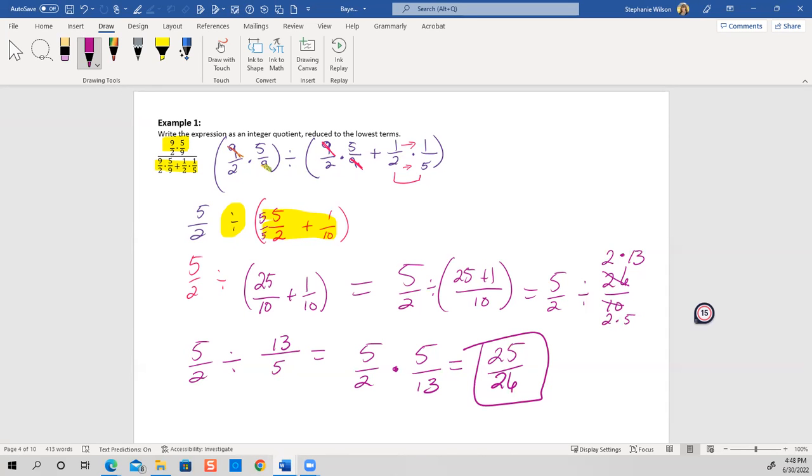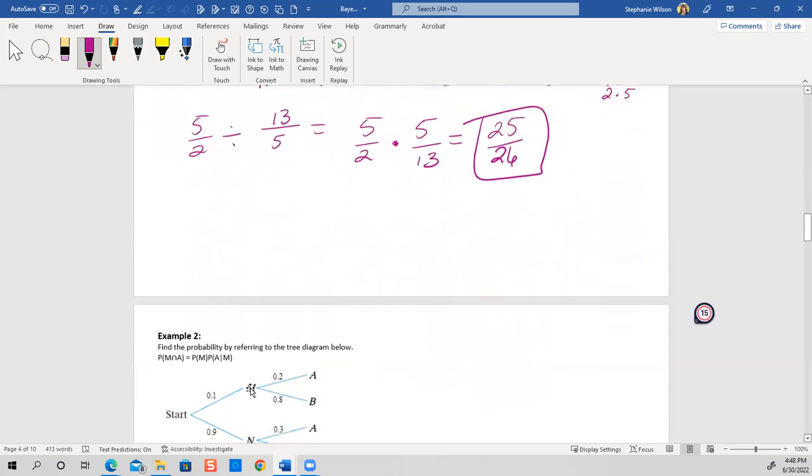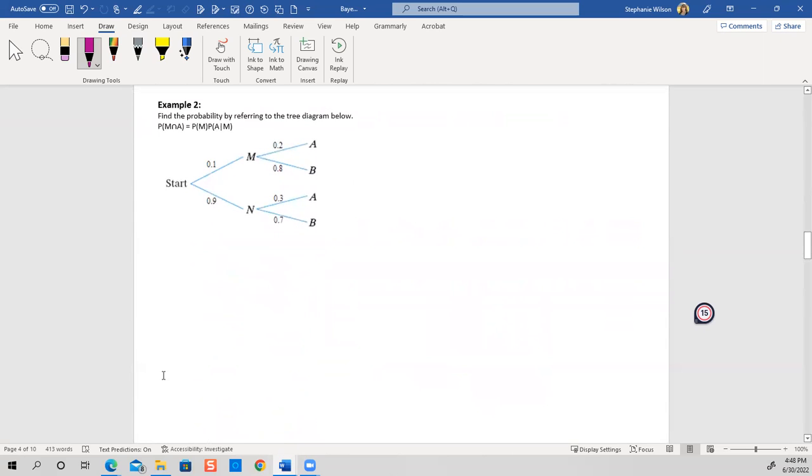Okay. So now let's do example 2. It says find the probability, referring to this tree diagram below. And we're solving for M intersect A. So here's M and here's A, where we're taking the probability of M and the probability of A happening in the event of the group M. All right. So now let's just solve.